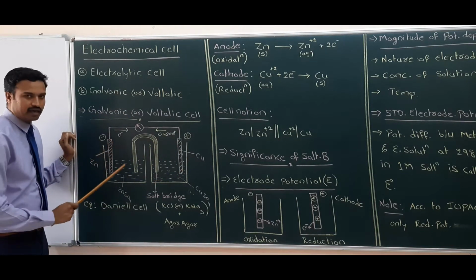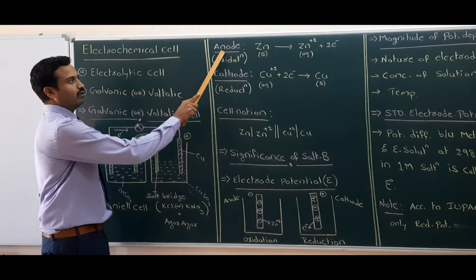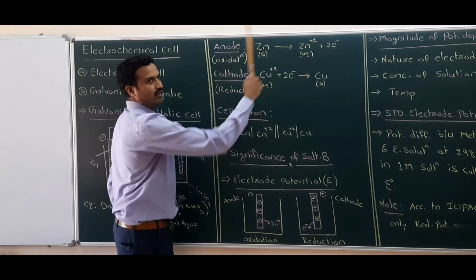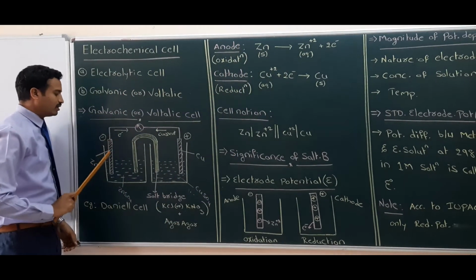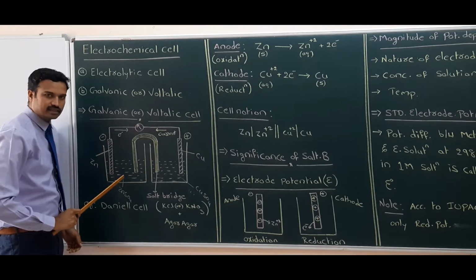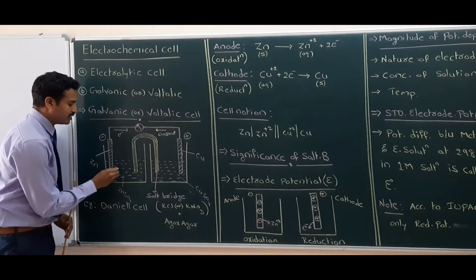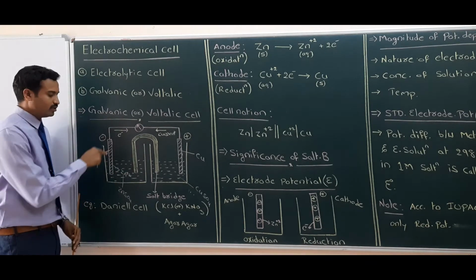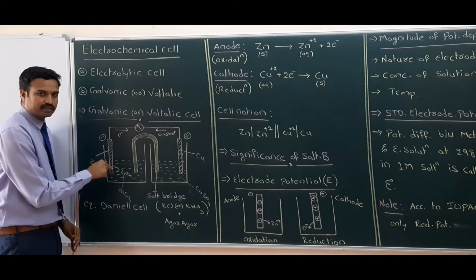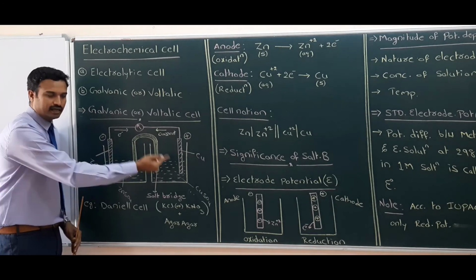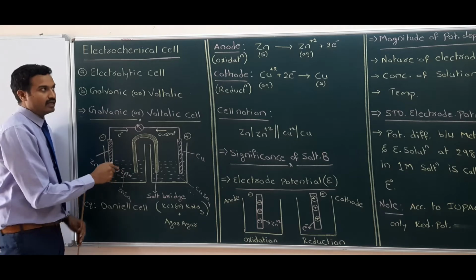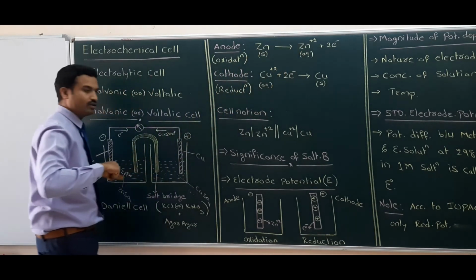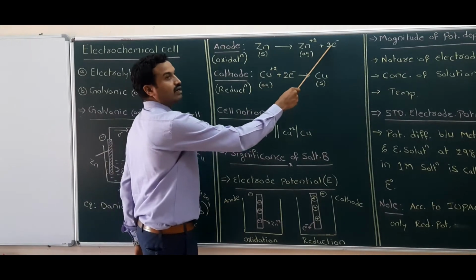Now, at the anode, the reaction is oxidation. Oxidation means losing, releasing of electrons. The zinc rod, a solid substance, dissolves in the zinc sulfate solution, releasing Zn2+ ions in the solution. Zinc is dissolving as Zn2+, which means it is releasing ions into the solution. At the same time it is releasing electrons.